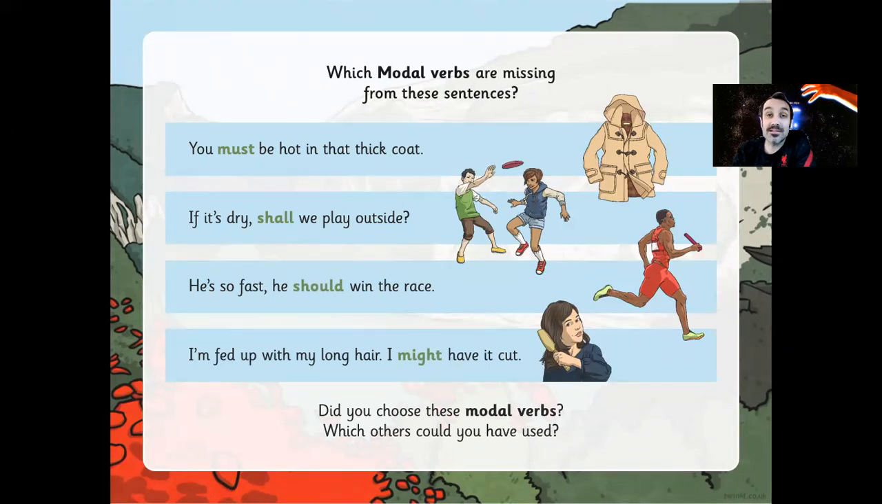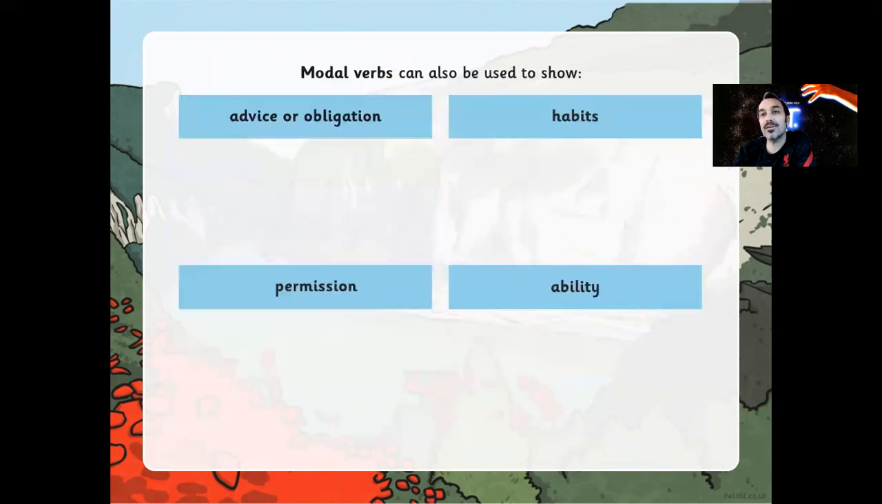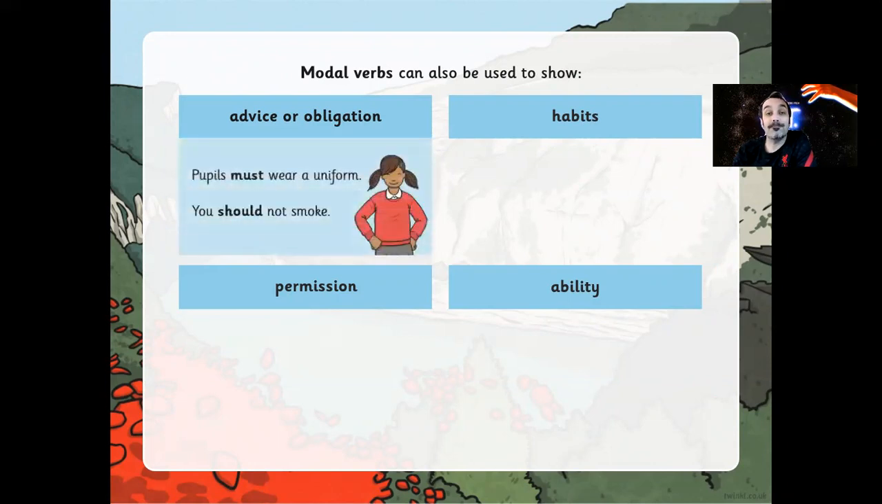Now, did you choose these modal verbs or did you choose others? Because in some sentences, there isn't a set modal verb that you can choose. There are different alternatives depending on the outcome that you want from that sentence. So modal verbs can be used to show advice or obligation. So what's that? Well, pupils must wear a uniform. Think about our school rules. Think about our earrings rules. Think about uniform and our shoes rules. They all contain modal verbs. You should not smoke, obviously.